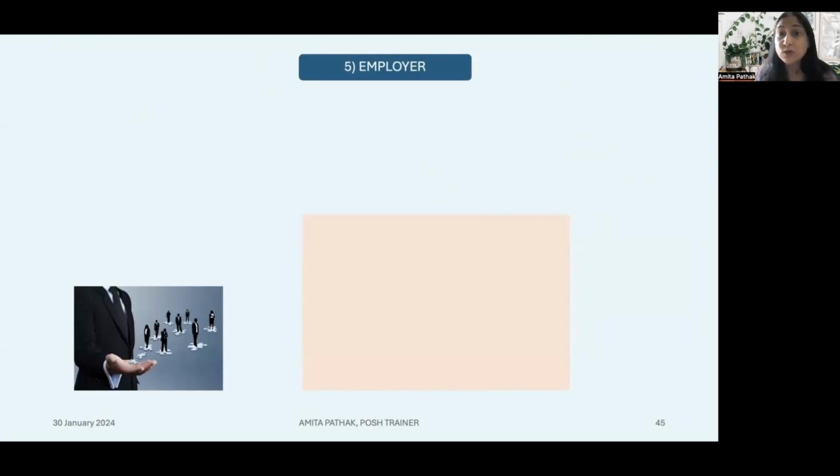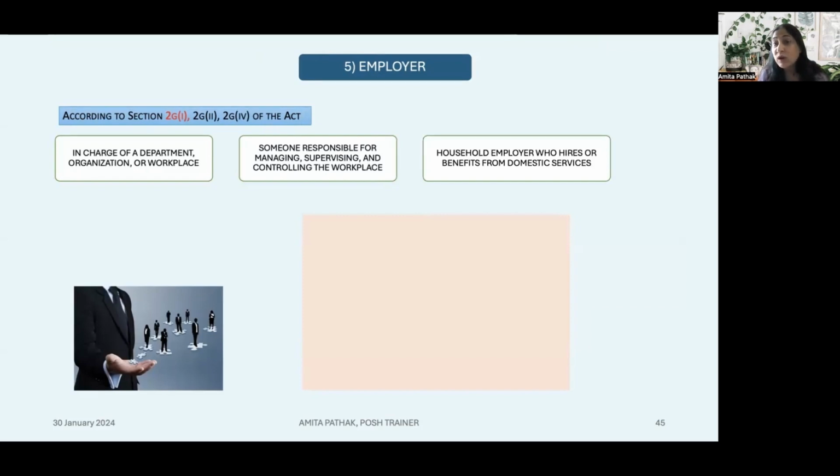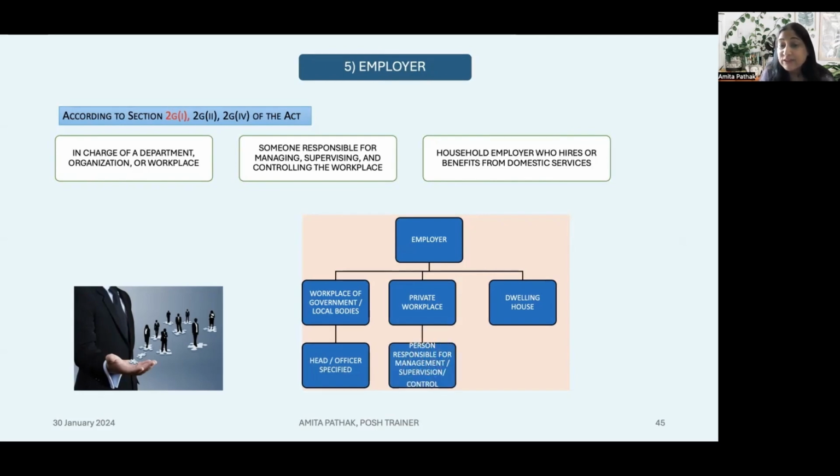Next comes employer. Who is an employer? Section 2(g) 1, 2 and 4 define the employer as the person in charge of a department, organization or workplace, someone responsible for managing, supervising and controlling the workplace, and a household employer who hires or benefits from domestic services, like your maid. Let us understand in a detailed manner. For a workplace of government or local bodies, the head of the office is specified. For a private workplace, the person responsible for management, supervision and control. For a dwelling house, the person who employs or benefits from the employment.